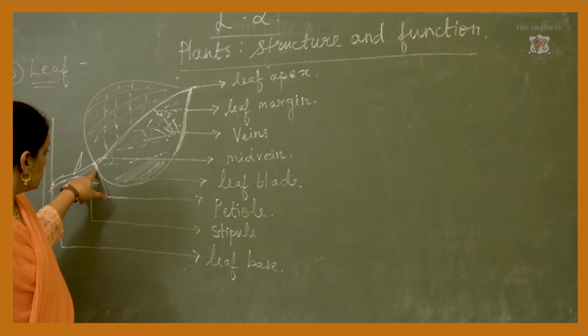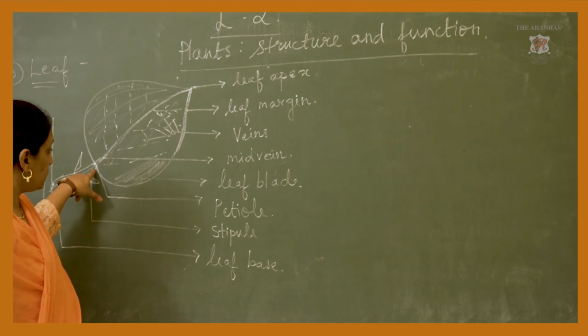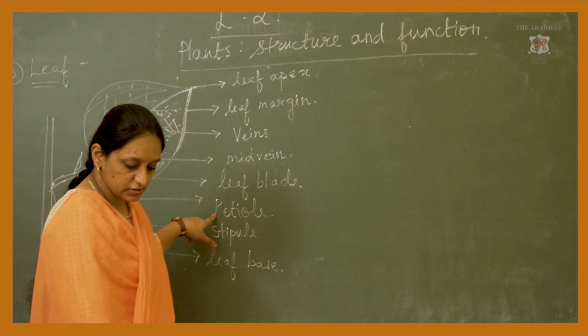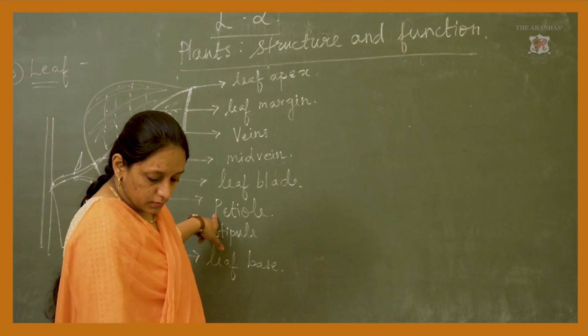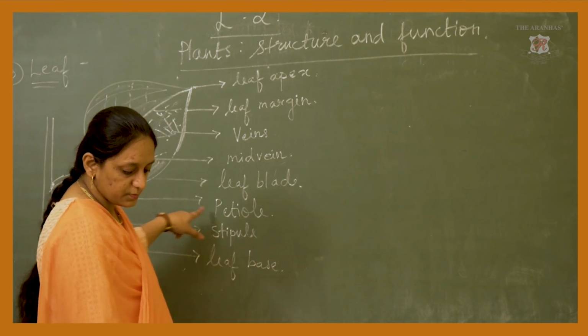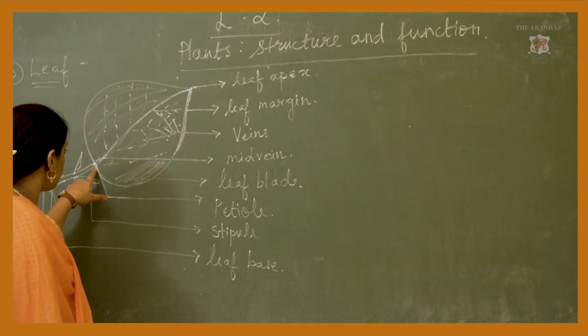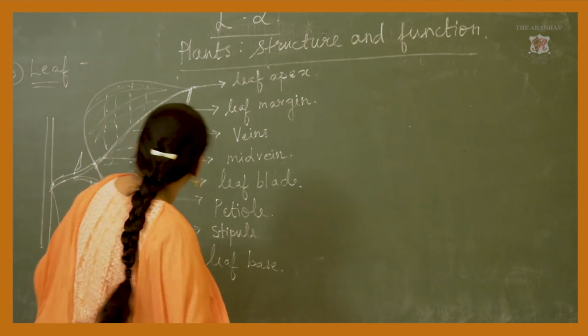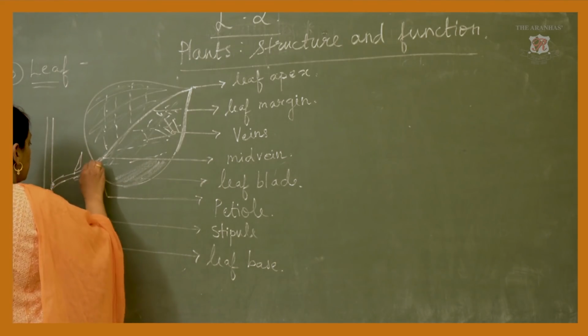Then the lower part of the leaf is called as the petiole. What definition they have given in the textbook? See, leaf of some plants have a stalk called as petiole. So this is called as petiole. This stem like part they have shown, this is the petiole.